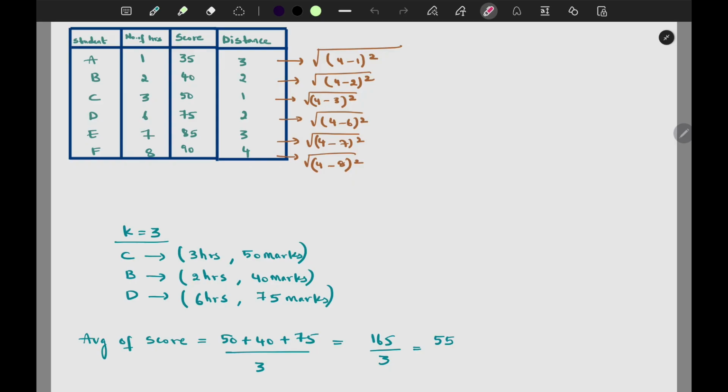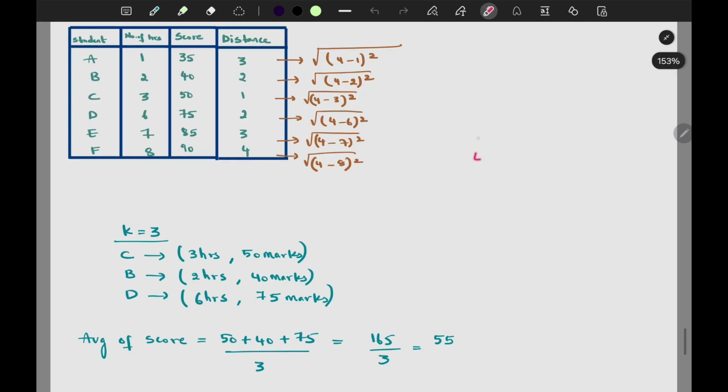So here I am explaining with k equals 3, but based on the k value it will differ, even for a classification task or a regression task. So here you can see it's the addition of these values, 165 divided by 3, which is 55. So which means if a person is studying for 4 hours, then he might get 55 marks according to this particular k nearest neighbor.